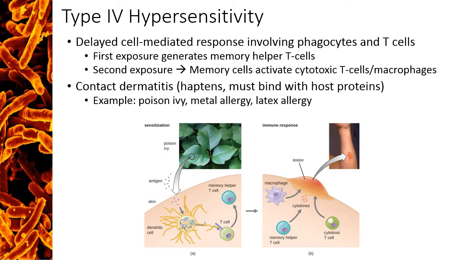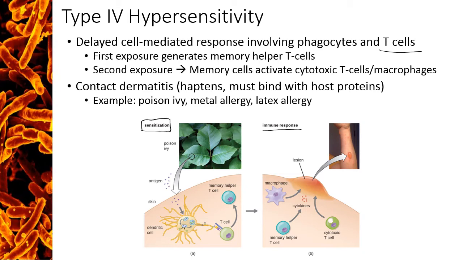Type 4 hypersensitivities are also called delayed type hypersensitivities, and these are the only ones that don't deal with antibodies. So instead, these are going to involve your phagocytic cells activating your T cells as opposed to your B cells. Similar to your type 1 hypersensitivity though, you have to have a first exposure to sensitize the immune cells, and then on a second exposure, you get a strong immune response. A good example of this is what we call contact dermatitis, which are things like poison ivy, poison oak, or if you have latex allergies, things that you come into contact with on your skin.